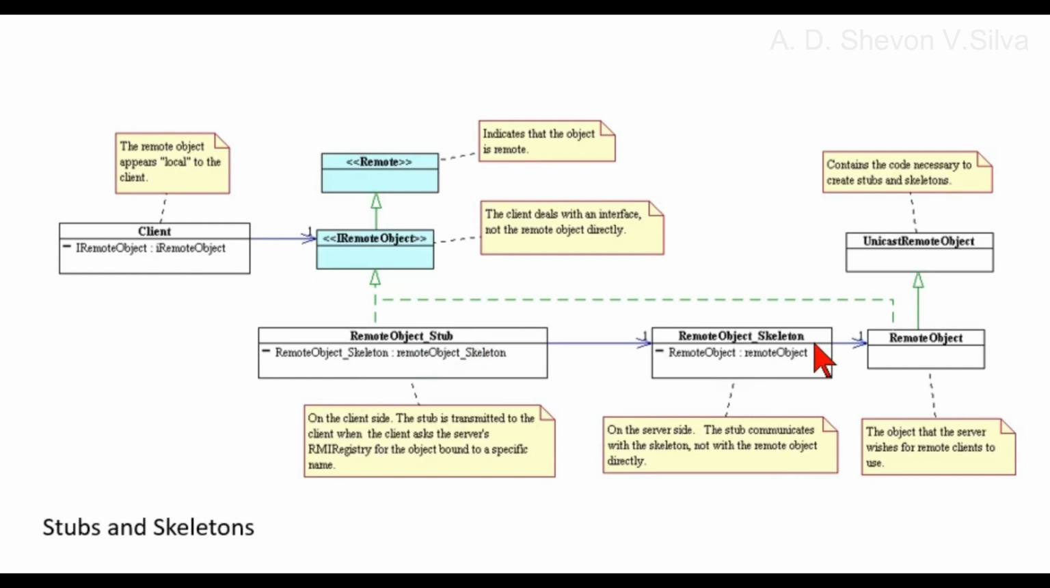These stubs and skeletons are automatically produced by the Java compiler on class files that extend UnicastRemoteObject and have an interface that extends Remote. These stubs and skeletons are implementation of proxy design pattern, which is related to decorator design pattern.